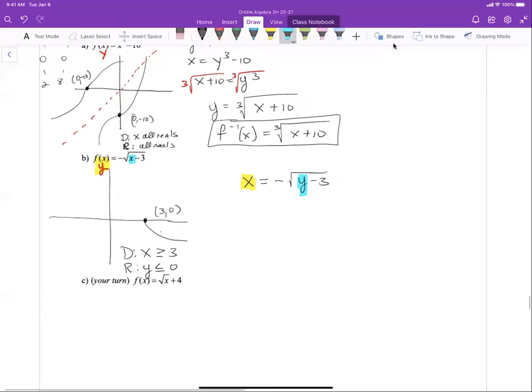Now I'm going to algebraically solve for y. I'm going to multiply both sides by -1. I'm going to square both sides to get rid of the radical. And then I'm left with x squared equals y minus 3. I'm going to add 3, and I'm going to rewrite it so y is on my left-hand side. So I have x squared plus 3.